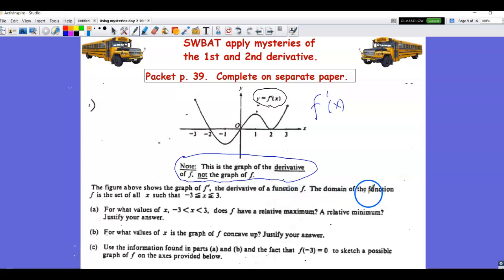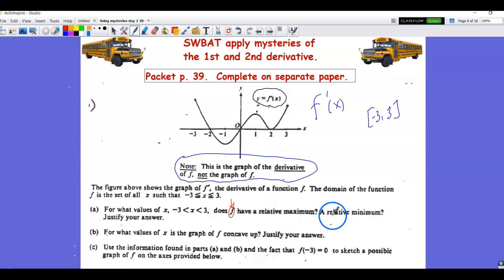The domain of the function f is the set of all numbers on the closed interval from -3 to 3. So whatever we're discussing, whatever we're responding to in this problem, it's on the closed interval from -3 to 3. Letter A. Change colors here. For what values on the open interval from -3 to 3 does f, the original function, have a relative or local maximum, relative or local minimum?